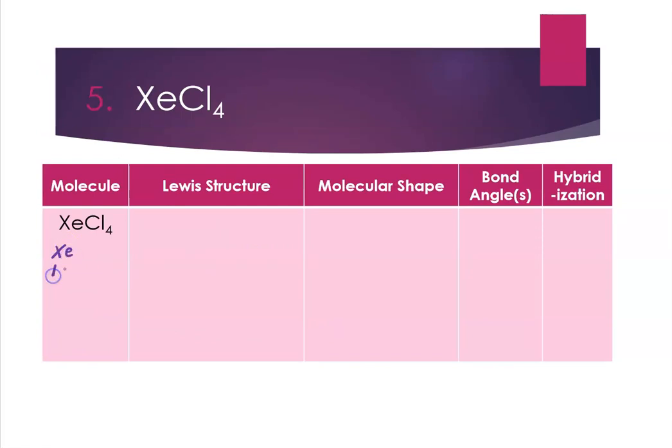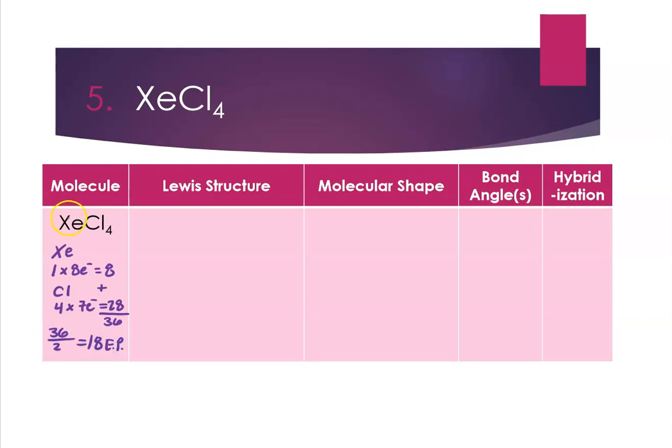Xe is xenon. It is in group 18, so I have 8 valence electrons. Chlorine I have 4 of in group 17, so it's 7 valence electrons, so that gives me 28. 28 plus 8 is 36. 36 divided by 2 is 18 electron pairs.